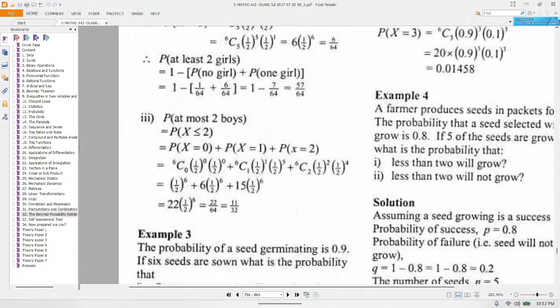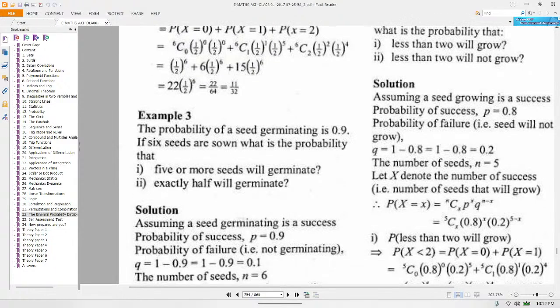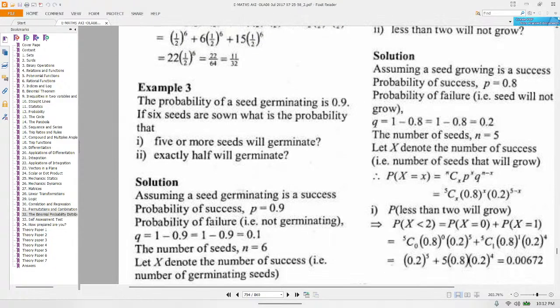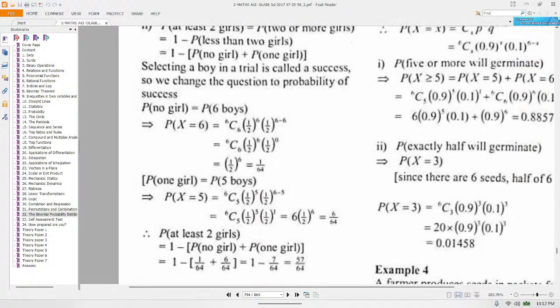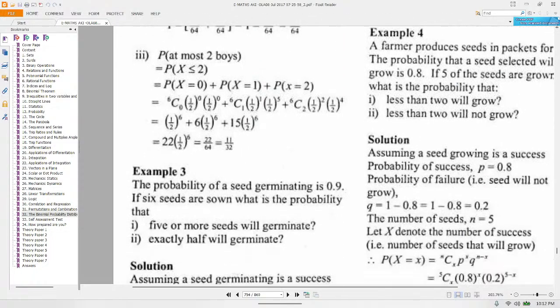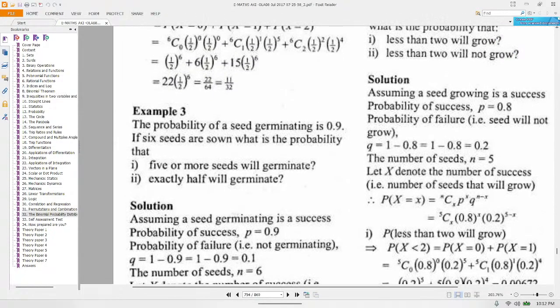So something like this one is having 0.9 and the other one is 0.1. Let's solve this one as a last example so that we can see if our theorem is holding true.